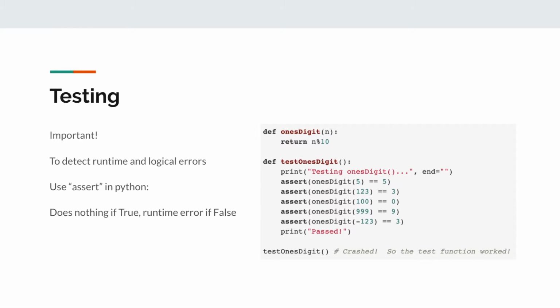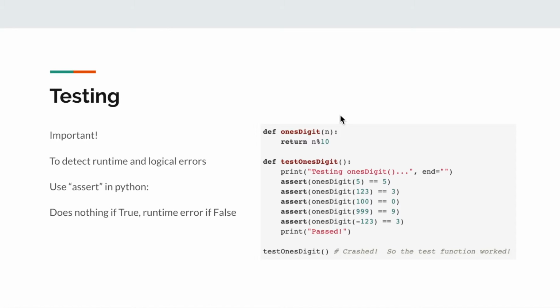In Python, we use the assert function or method. What the assert function does is nothing if the argument is true, and raise a runtime error if the argument is false, so as to terminate the program. We can take a look at the example on the right.